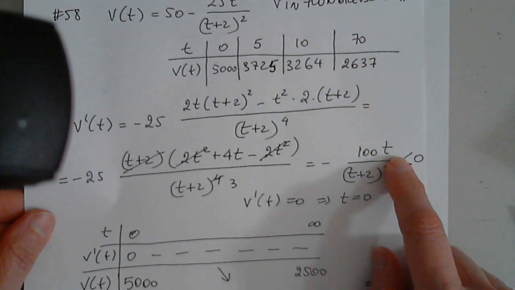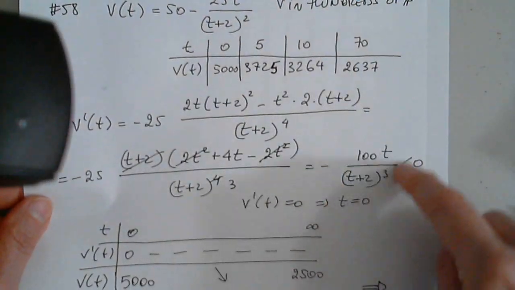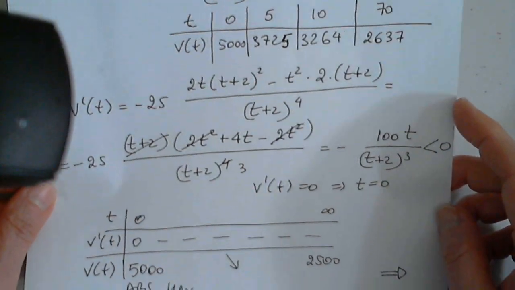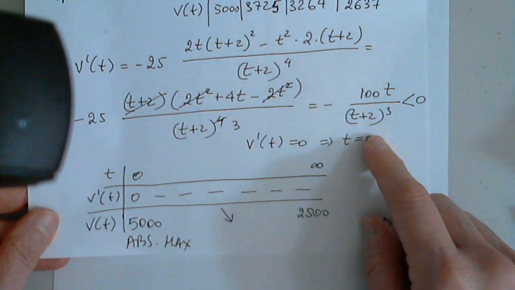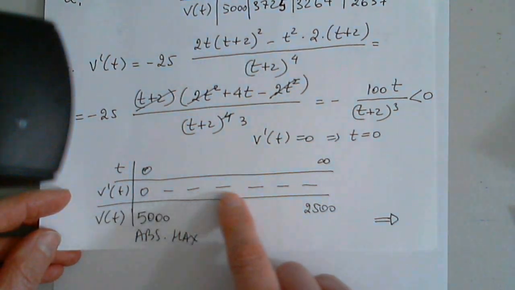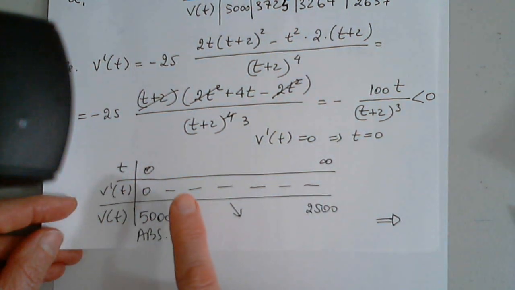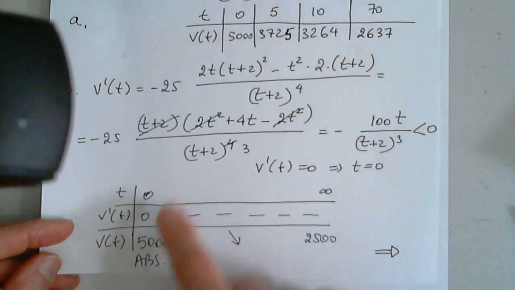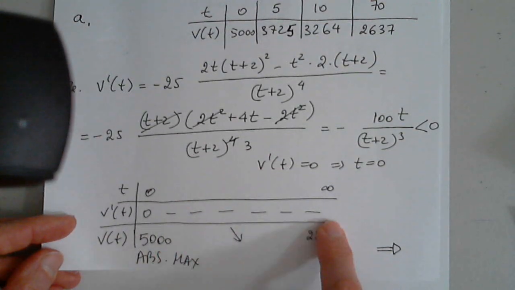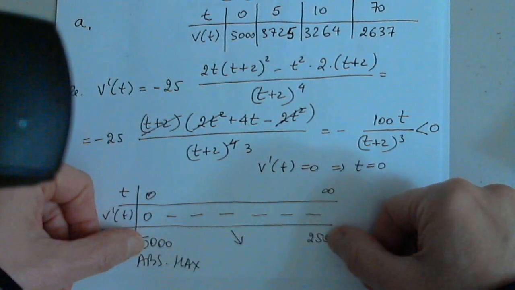Because t is a number from 0 to infinity, this quantity is always negative. Always negative. So the function is always decreasing. I have to show that. Where is it 0? At 0. Not sufficient. Of course, it's 5,000. I already have the answer. But I have to determine this limit to show that indeed, again, do not conclude. You have to determine these.